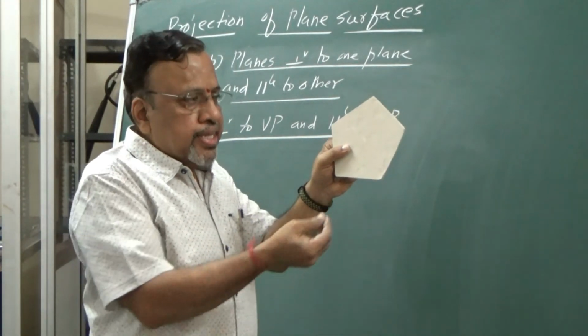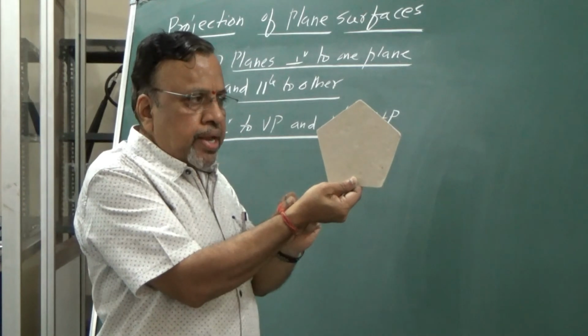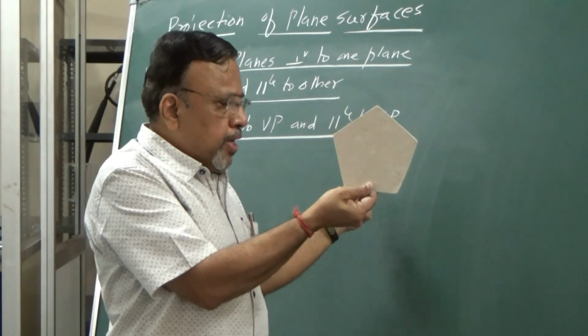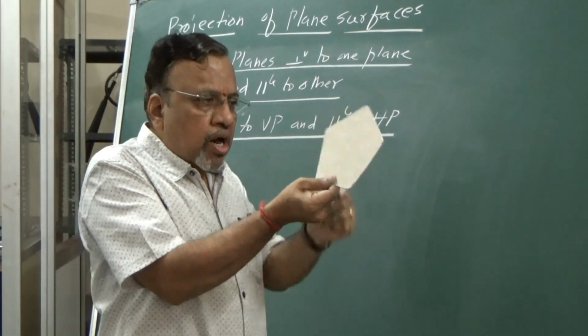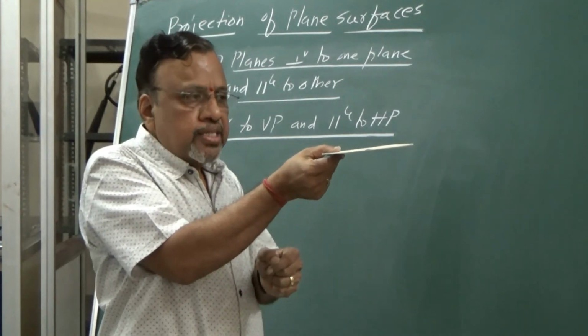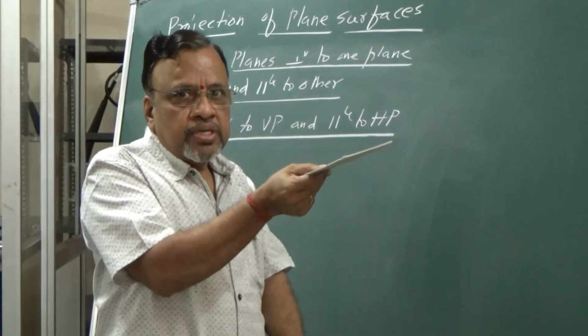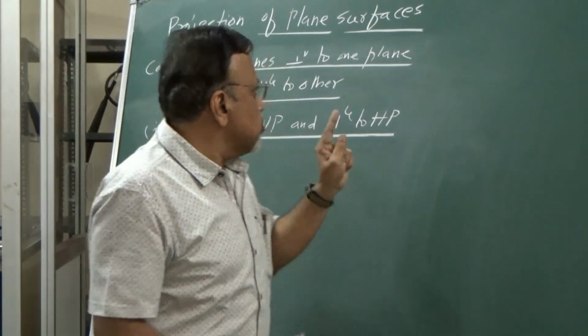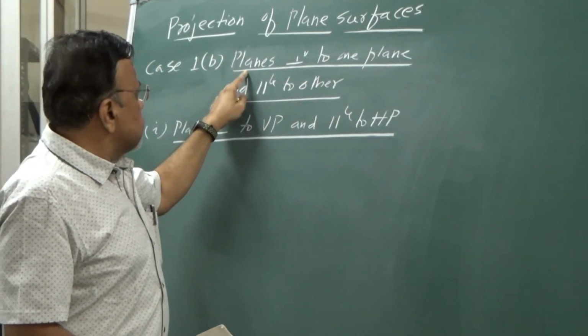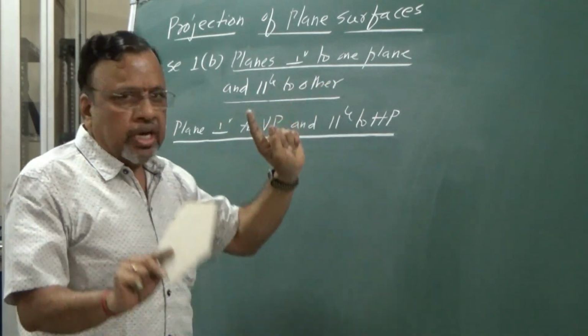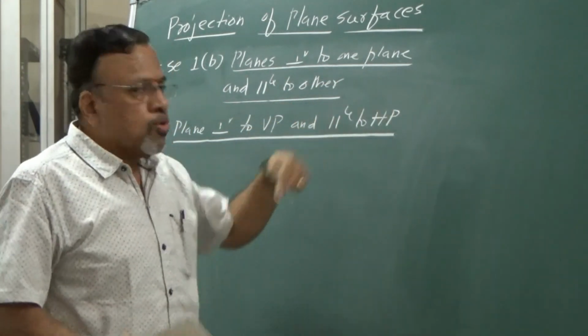Either I can say this particular plane is parallel to VP and perpendicular to HP, or I can hold it like this. That is, it is perpendicular to VP and parallel to HP. But anyway, in general, we have already seen this. Since the plane is perpendicular to one plane and parallel to the other, we can understand, because we have already done one problem.